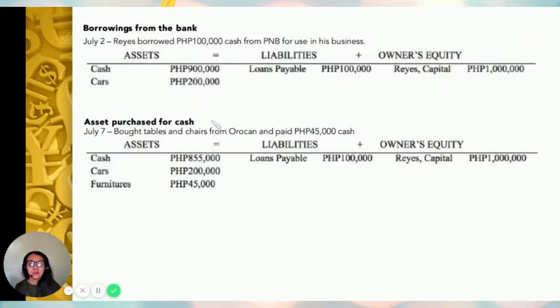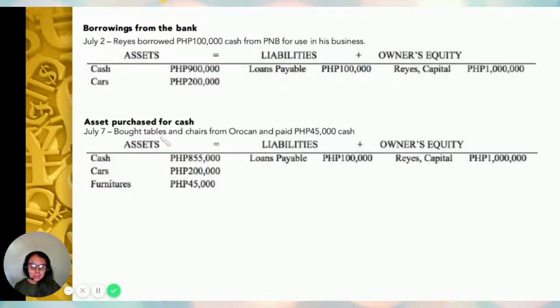Next transaction. So from borrowings from the bank, now we're going to discuss asset purchased for cash. That means that the business bought an asset, and we paid in cash. Okay? July 7th, bought tables and chairs from Orocan and paid 45,000 in cash. What did the company receive? We received tables and chairs, and this is usually recorded as furniture. So furnitures, the amount is 45,000.